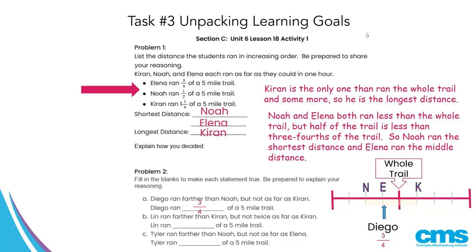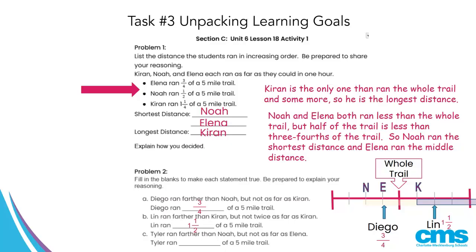Lynn ran farther than Kieran, but not twice as far as Kieran. So we know Lynn would be somewhere in this section. We could choose anywhere, but let's choose right here. So if he ran further than Kieran, he may have run... We can see it's past 1 whole, and we're still partitioned in fourths. So it would be 1 2/4, or we could call that 1 1/2.